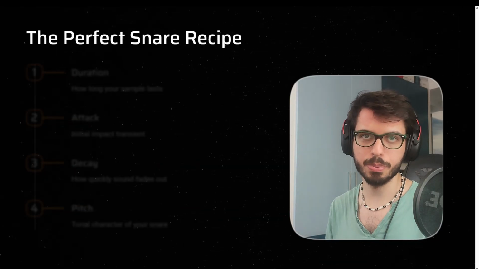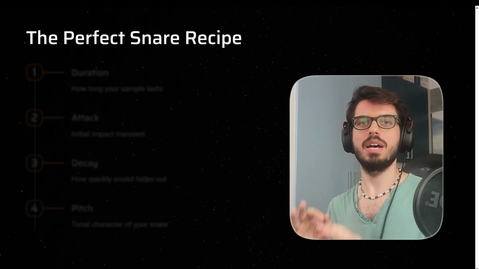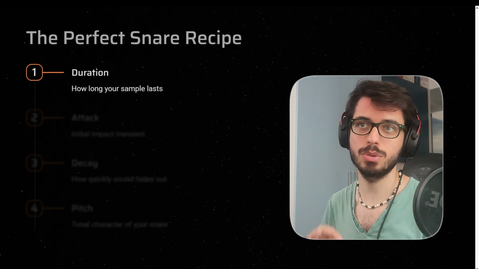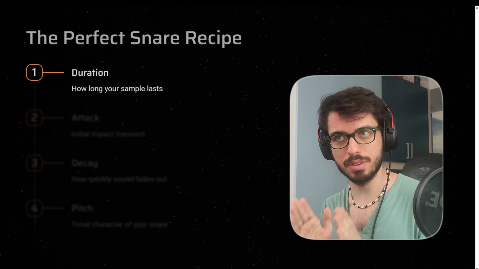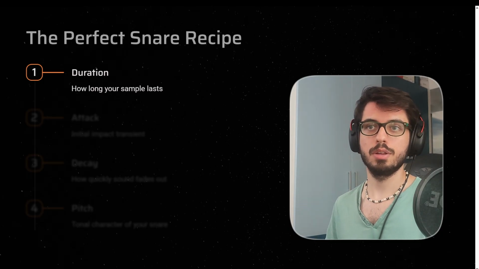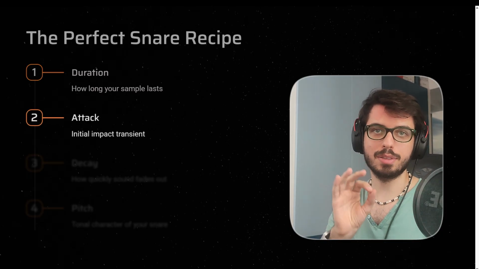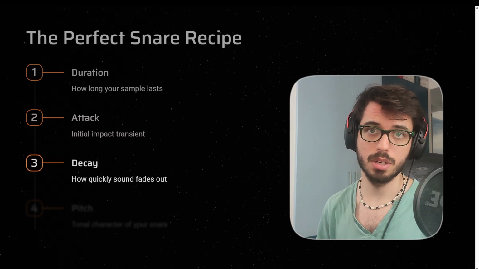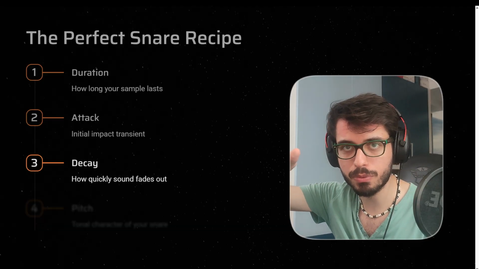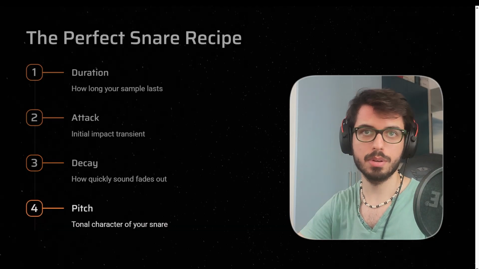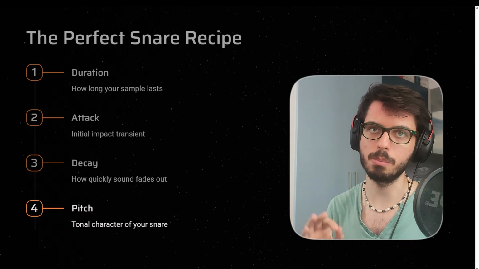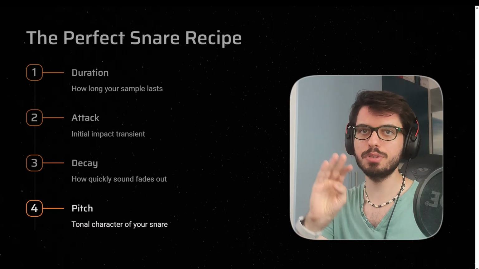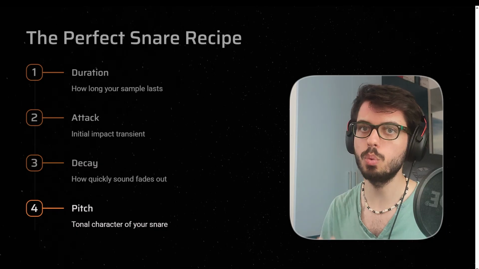So, the perfect snare recipe. I believe that to make the perfect snare, you need four things. First, the duration: how long does the snare last? That's very important. Second, the attack: that's the transient at the beginning, how much it punches, basically. Third, the decay: how much the sound falls off over time. Fourth, the pitch of the sample. That's very important too, because we want to select a proper pitch. These are the four things you must keep in mind when selecting a sample.